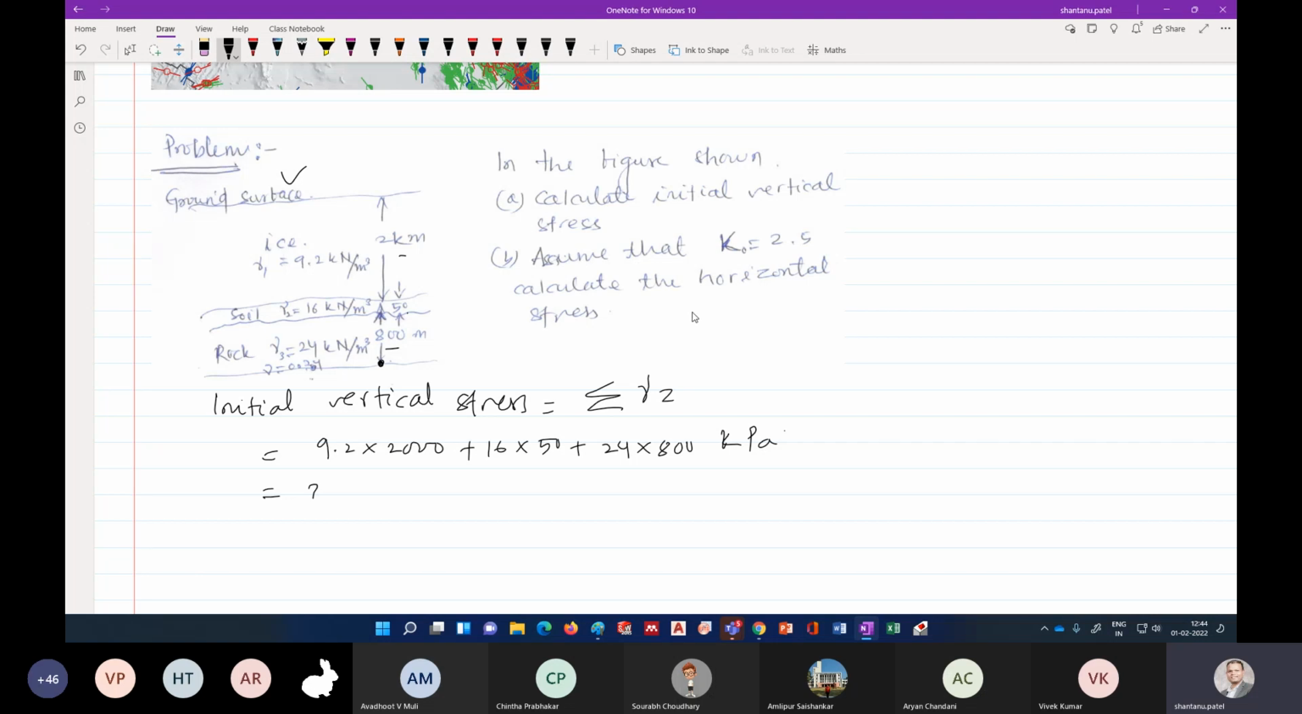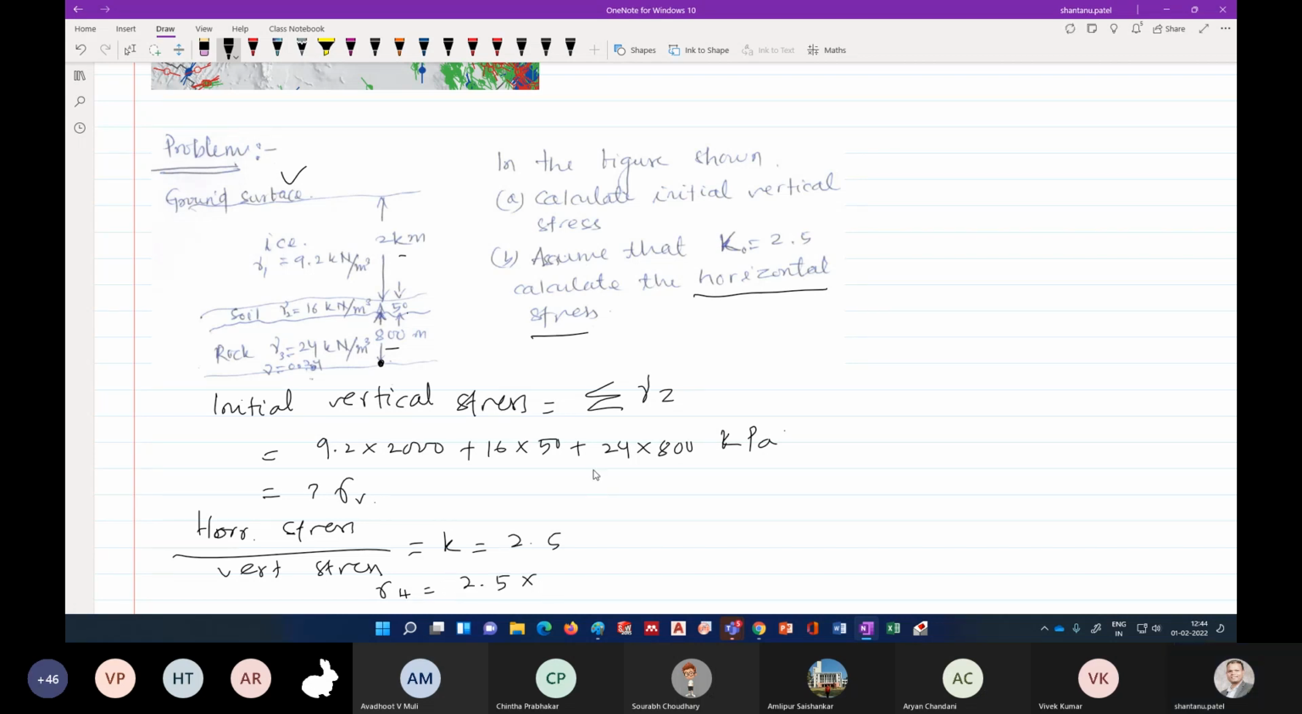Now the second part of this question asks about horizontal stress, right? So the horizontal stress by vertical stress equals K, which is equal to 2.5. So if you give sigma V here, then the horizontal stress, which is called sigma H, let's say, equals 2.5 into sigma V. Is this clear? Anybody has any question about this problem or the example we are solving here?